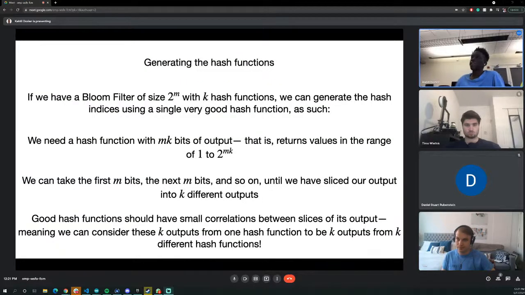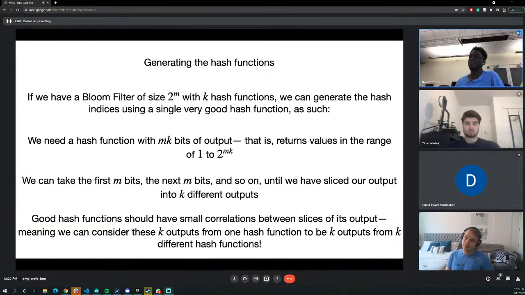And okay, one final thing. This is just a nice little trick. If we have a bloom filter, again with a certain size and k hash functions, actually we might not need k hash functions. If we have a really good hash function that's big enough, we might not need k hash functions. Instead, we can use one hash function and split it into k parts, essentially, as so.